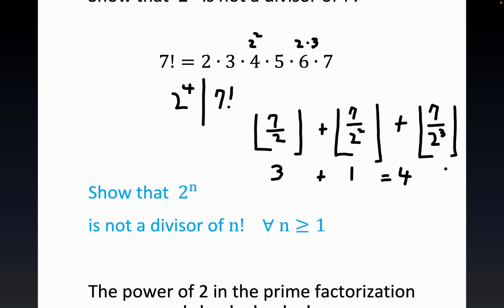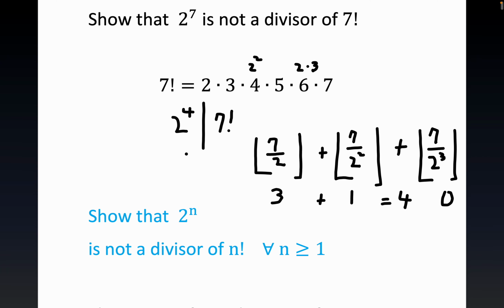Okay, notice that this would equal 0 right here, right? And it wouldn't contribute. 7 over 8, the greatest integer less than 7 over 8 is 0, right? So this condition will always terminate. You just go through all the powers of the corresponding base that you're interested in. Okay, now, so what we've concluded right here is 2 to the 4th divides 7 factorial, but 2 to the 7th does not divide.